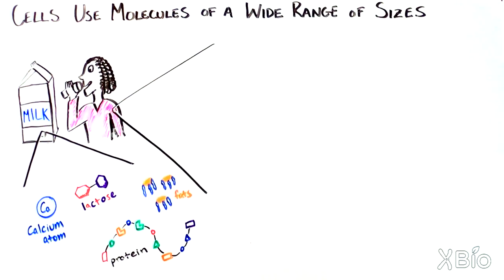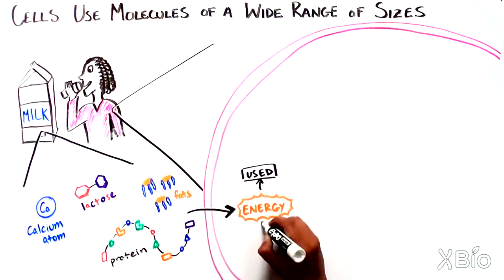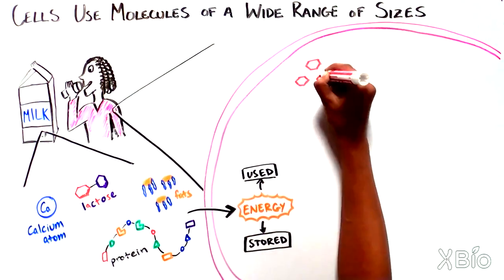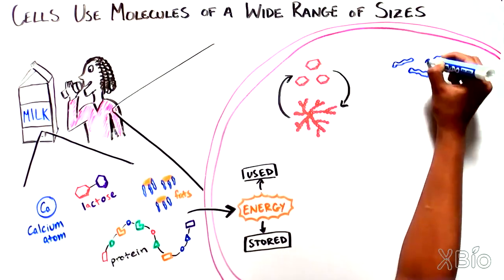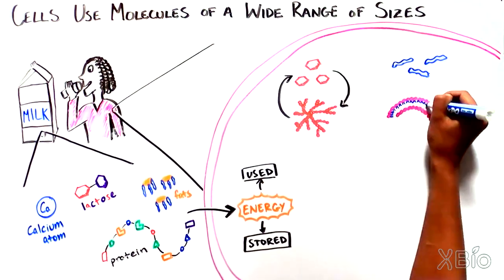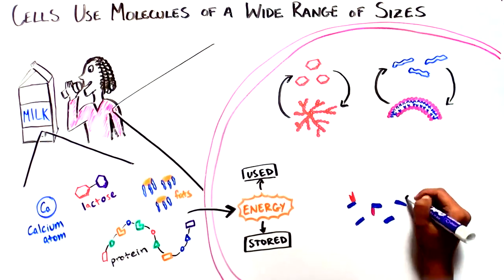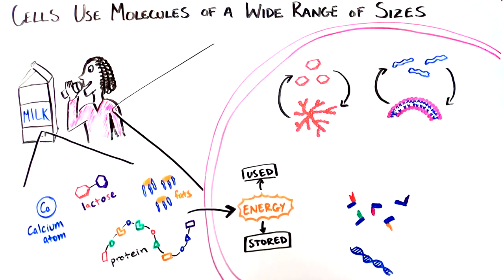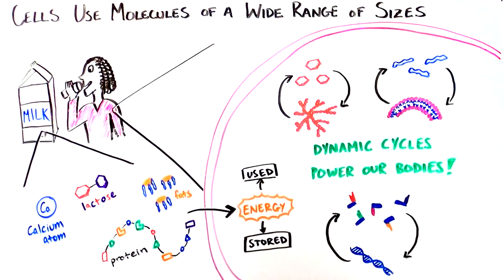Our cells can take the simpler molecules and use them for energy right away, or can break them down into smaller pieces. Just like when you disassemble a Lego house you've made, the individual Lego pieces can then be used in a whole new construction. For our cells, this means assembling new macromolecules. Overall, this dynamic cycle of breaking down and building up macromolecules powers our cells, tissues, organs, our bodies as a whole.